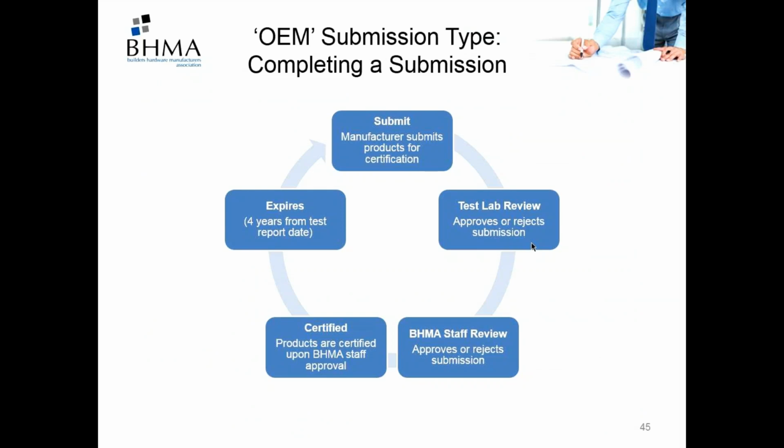We already saw this slide, but just to be clear, all of the workflows that Erica and I just described in getting an OEM submission submitted is all being handled by this first box at the top middle here. So the manufacturer submits products for certification. At that point, it goes to the test lab. They'll either approve or reject. If it's been approved, it'll go to BHMA staff and so on.